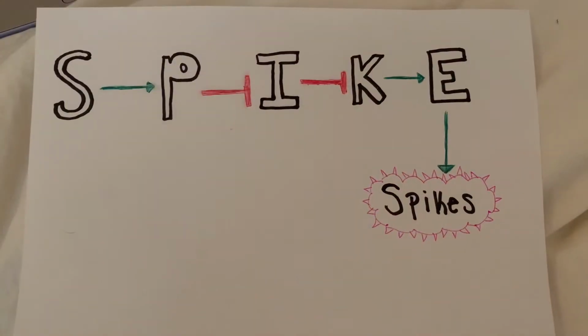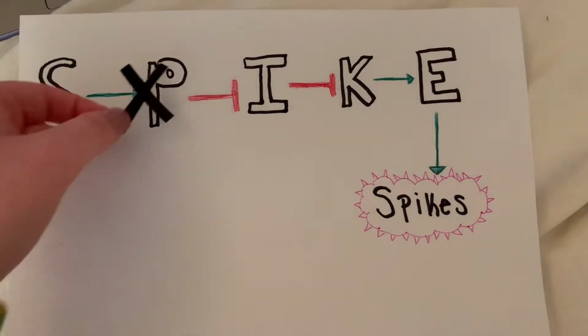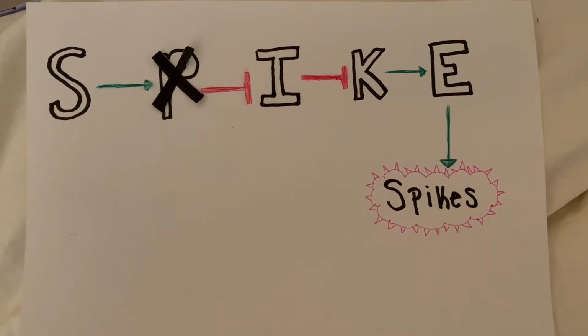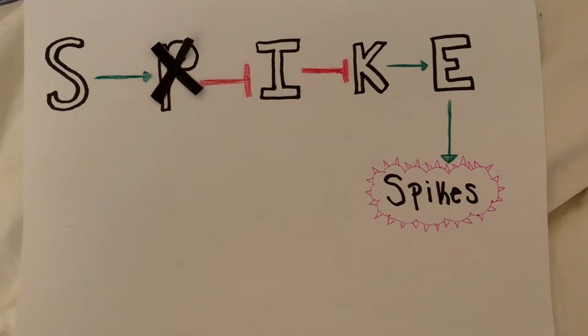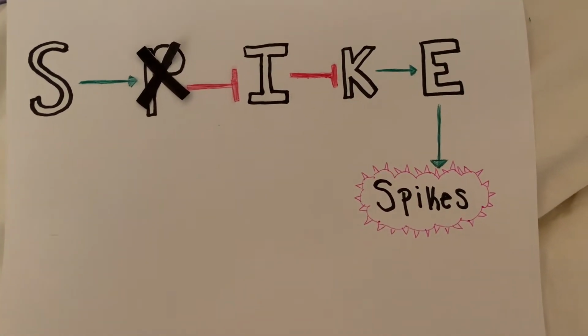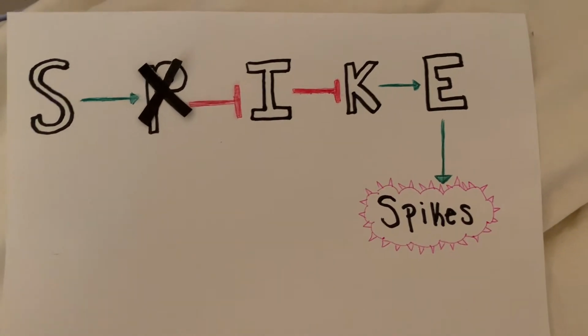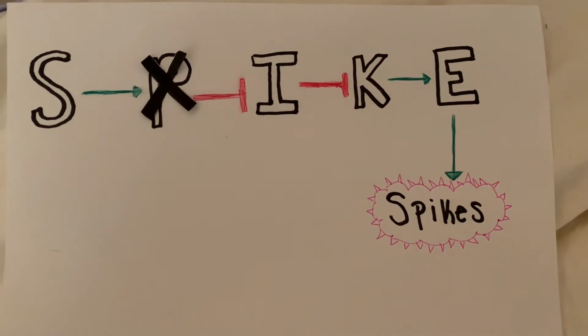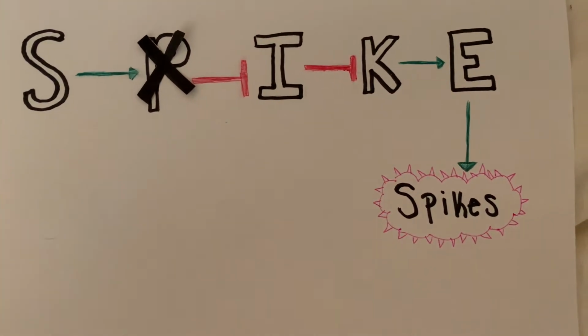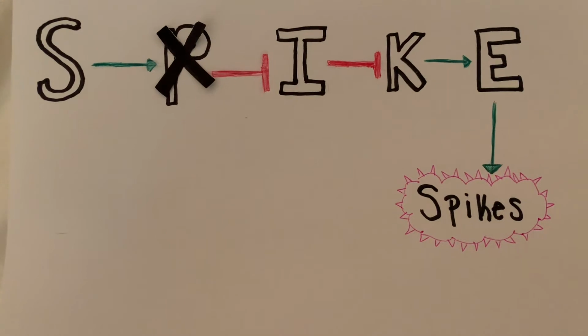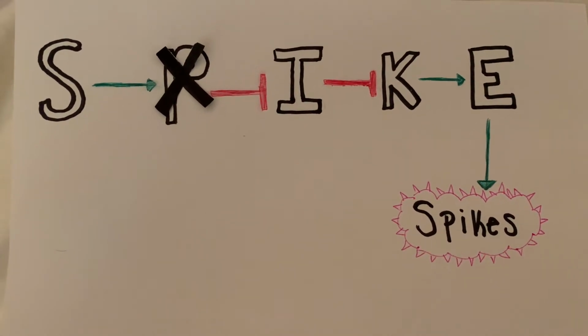The next pathway Bob wanted to look at is a mutation in the P. If the P has a mutation, then that means it's not working properly and it's not able to do its job of blocking the I. And if the I is not blocked, then it's able to block K, which in turn means the K is not able to promote the E, which promotes the spikes. So therefore, no spikes will be formed in the dragons with this mutation.